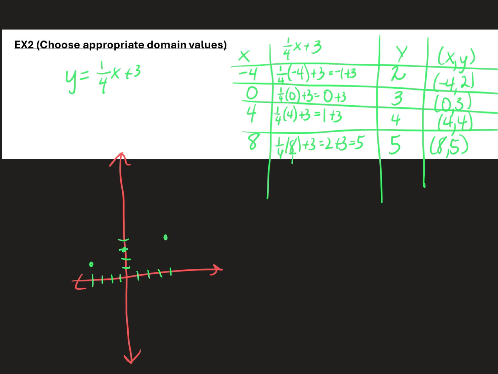So 4, 4. And then 8, 5. So starting from the origin, 1, 2, 3, 4, 5, 6, 7, 8. And then go up to 5. So it's going to be there. And then connect the dots the best you can.